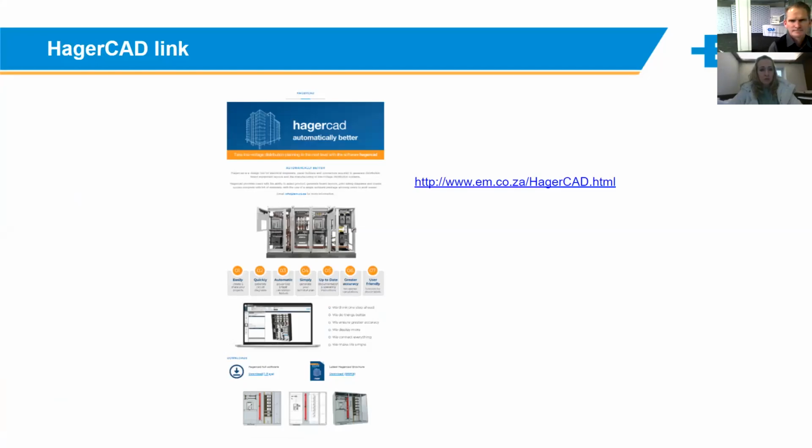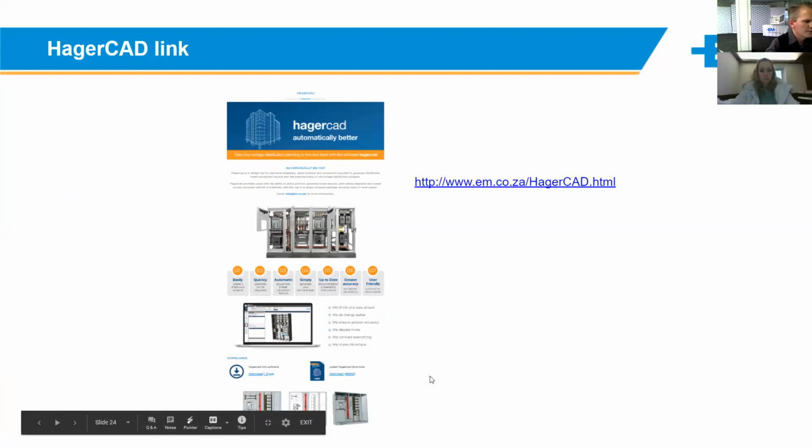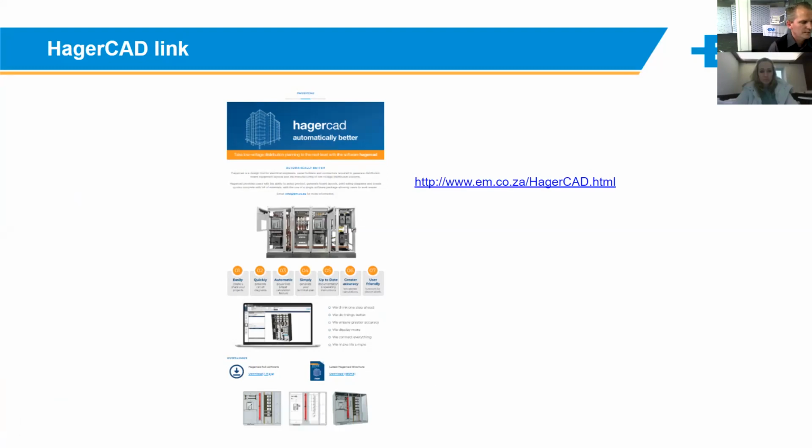Christo, I don't know if you want to take them through the HagerCAD page on the website. So the HagerCAD software is a free software that you can download from the Electromechanica website. You go to the enclosure part of it, you'll see a link to HagerCAD. If you go to HagerCAD, you'll see that this is the screen that you will see, and at the bottom there is the download function, where you can download the HagerCAD software. The only requirement is that you do need to register the software within 30 days. They will send you an activation code, and then you can do the designs as you want.